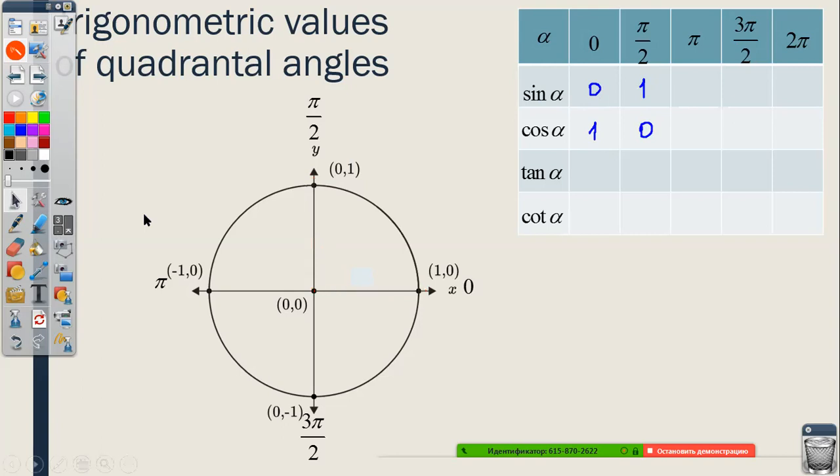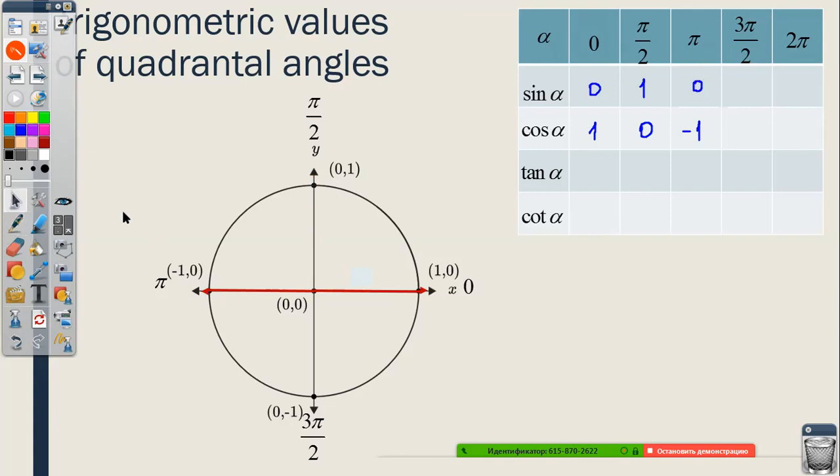Next angle is 180 or pi. So again, terminal side of the angle is intersecting with unit circle at x minus 1. So this distance, from unit circle to origin, will be the cosine. So cosine of pi is minus 1. What about sine? Again, we cannot see any distance on the y-axis, so that's why it's 0.